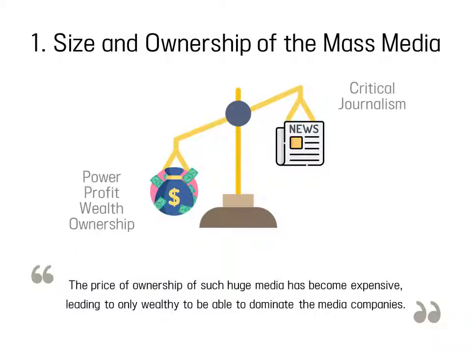The first filter is about size, concentrated ownership, owner wealth, and profit orientation of the dominant mass media firms. In deciding what becomes news, power and profit are considered the priority and critical journalism comes in second place. Regarding the historical perspective of the political economic approach, the media has grown in the continuously developing information society where people's social and cultural lives commodification has evolved. As a result, the price of ownership of such huge media has become expensive, leading to only the wealthy being able to dominate the media companies.